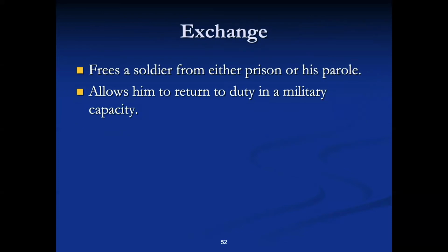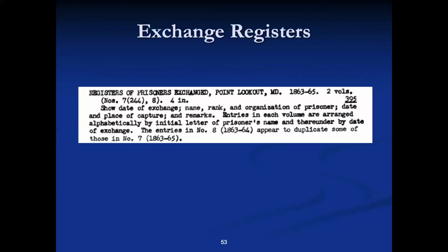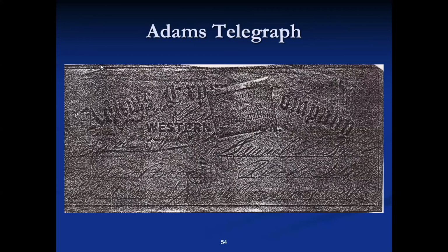There also is the concept of exchange, and this is where a soldier is now free from either prison or his parole and is allowed to return to duty in a military capacity, and there are exchange registers. Now, one of the interesting concepts happening during the war is the Adams Telegraph Company. They're doing telegraphs for both sides. It's really an interesting phenomenon. Eventually, Grant will create his own telegraph organization because he doesn't trust Adams.